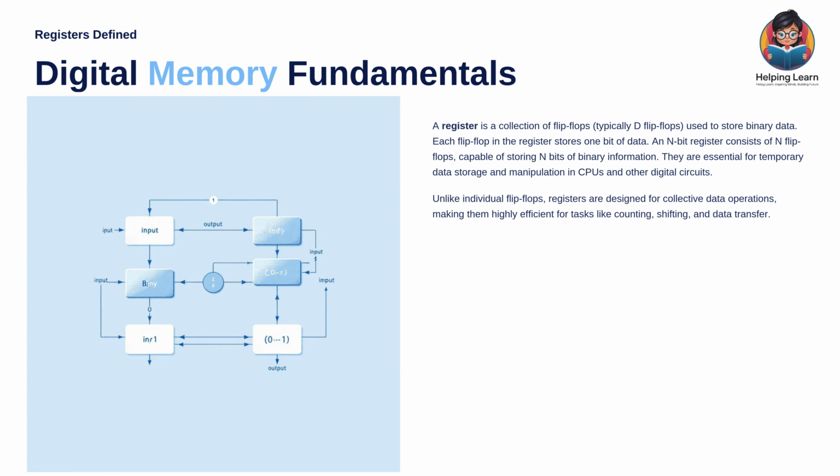Registers defined. Digital memory fundamentals. A register is a collection of flip-flops, typically D flip-flops, used to store binary data. Each flip-flop in the register stores one bit of data. An n-bit register consists of n flip-flops, capable of storing n bits of binary information. They are essential for temporary data storage and manipulation in CPUs and other digital circuits. Unlike individual flip-flops, registers are designed for collective data operations, making them highly efficient for tasks like counting, shifting, and data transfer.